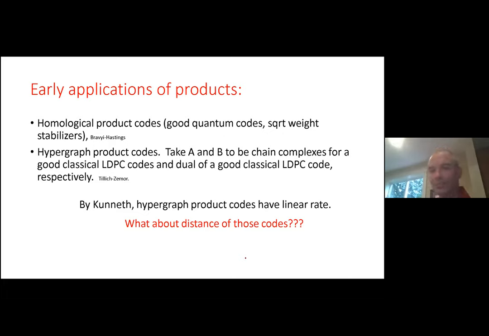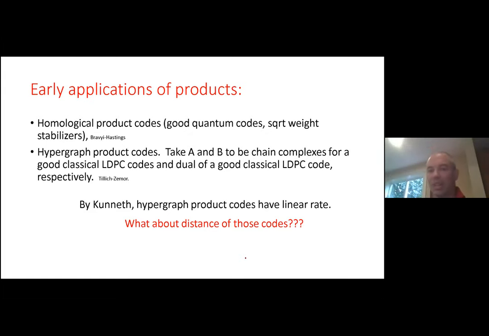And one of the nice things is that the Künneth formula immediately tells you that the product has linear rate. There are these terms in the homology, and it's a product of the homology of one and the homology of the other. If one of them has a linear rate, and the other has linear rate, so does their product. The number of qubits of each input was n, so their product might have n squared qubits, but each one has n logical qubits, so their product has n squared logical qubits. So the rate stays linear.